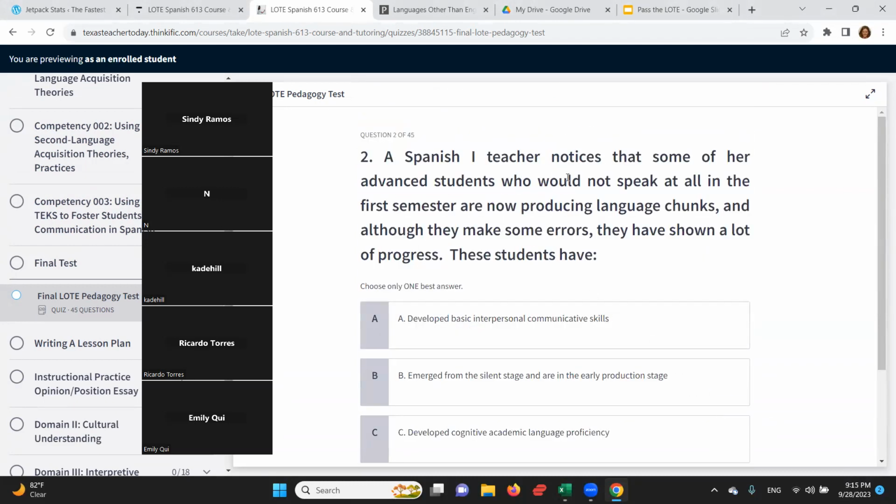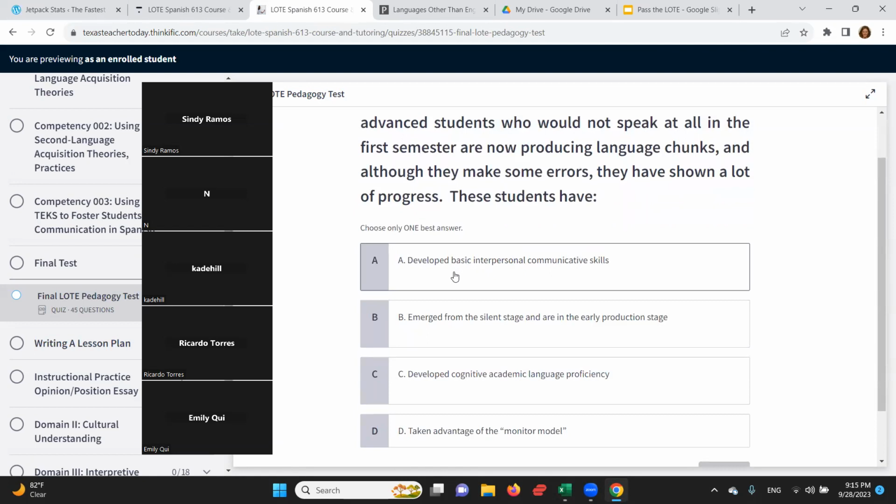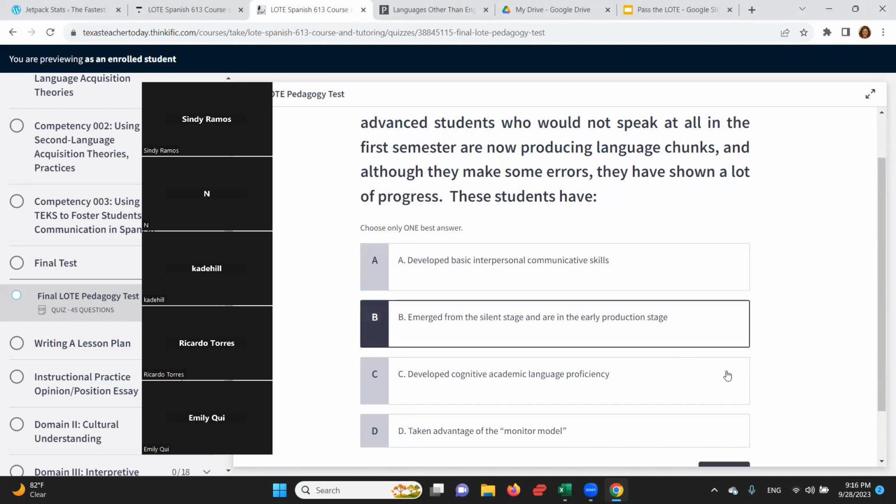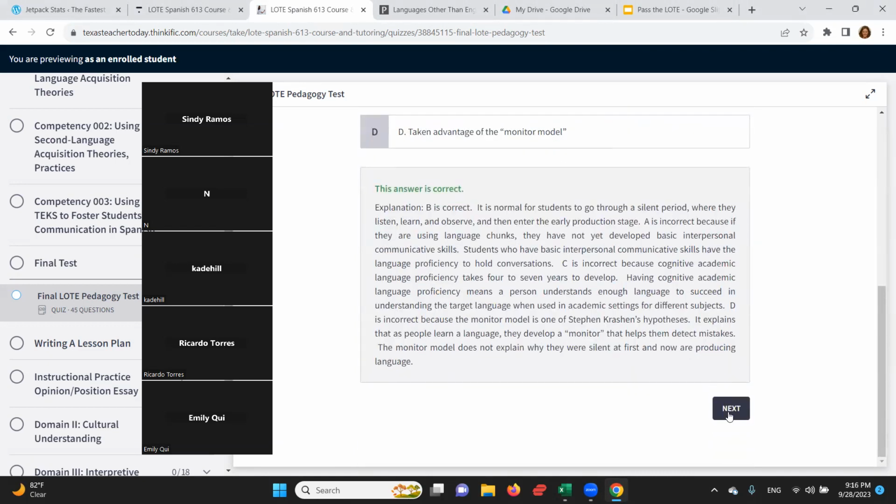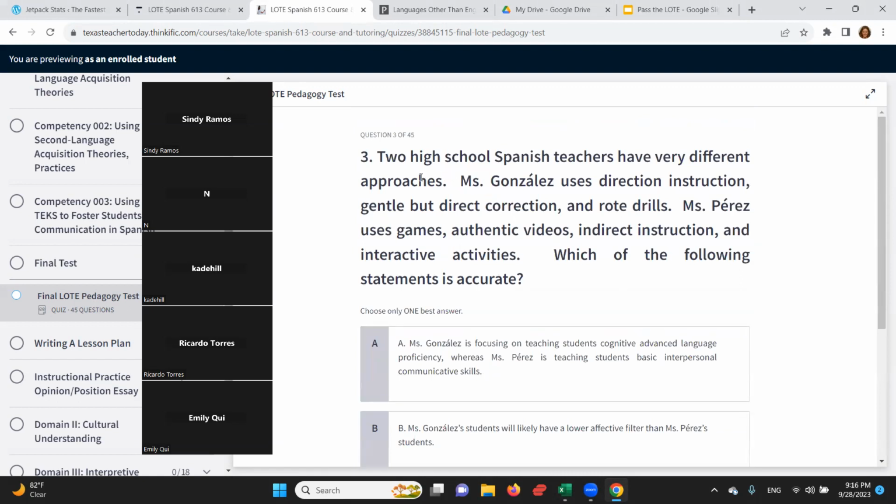A Spanish 1 teacher notices that some of her advanced students who would not speak at all in the first semester are now producing language chunks, and although they make some errors, they have shown a lot of progress. These students have developed BICS, emerged from the silent stage or in the early production stage, developed cognitive academic language proficiency, that's CALP, taken advantage of the monitor model. And you'd learn more about this in my course, but we don't have time for everything tonight. Let's see what you guys think. Good. All right, and we'll do at least one more.